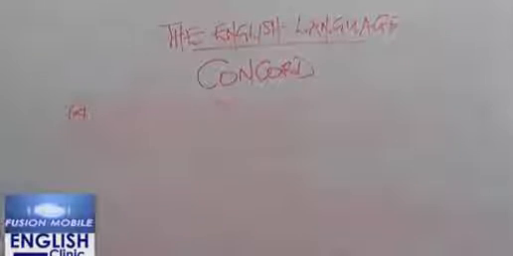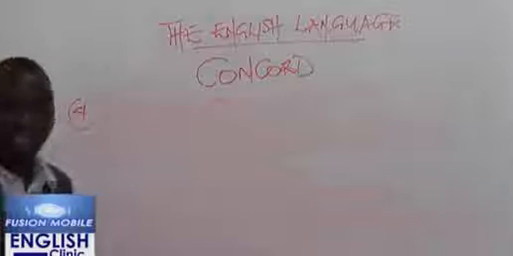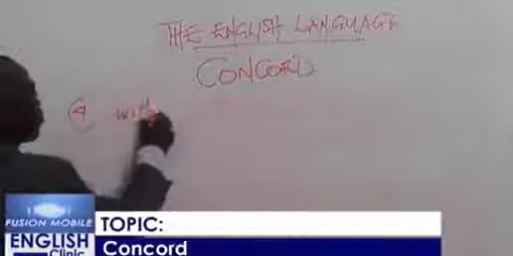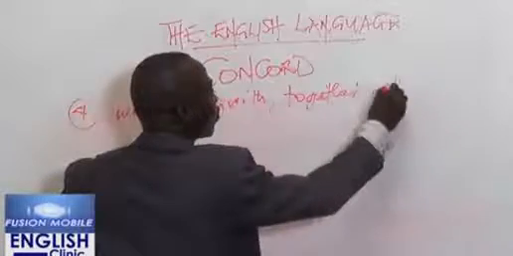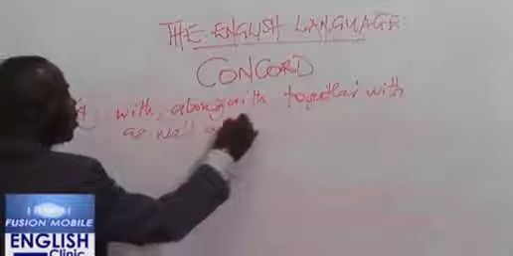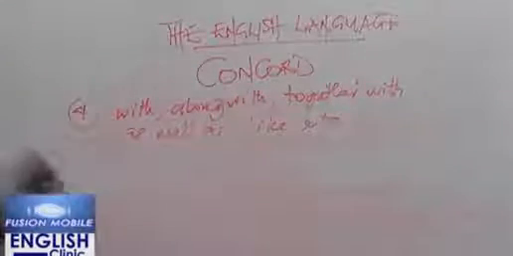Now I want to go to the fourth rule. The fourth rule of Concord has to do with singular nouns that are followed by a phrase. Singular nouns that are followed by what? By phrases. Now that's number four. This rule says that whenever we have a singular noun and that singular noun is followed by a phrase, if that phrase is introduced by any of the words I'm going to mention here, words like with, along with, together with, as well as, like, etc., then the verb that must follow that phrase must be a singular verb.